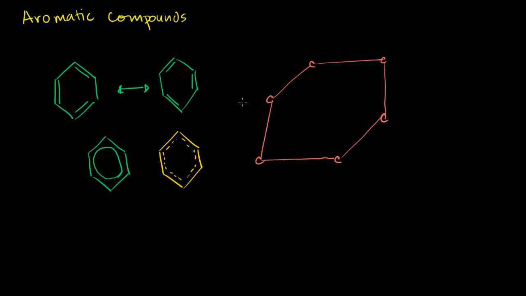So let me draw the hydrogens here. So they're also bonded to hydrogen. This one will have a hydrogen over here. This will have a hydrogen over here. That will have a hydrogen over there. That one has a hydrogen over there. Hydrogen and hydrogen right over there.